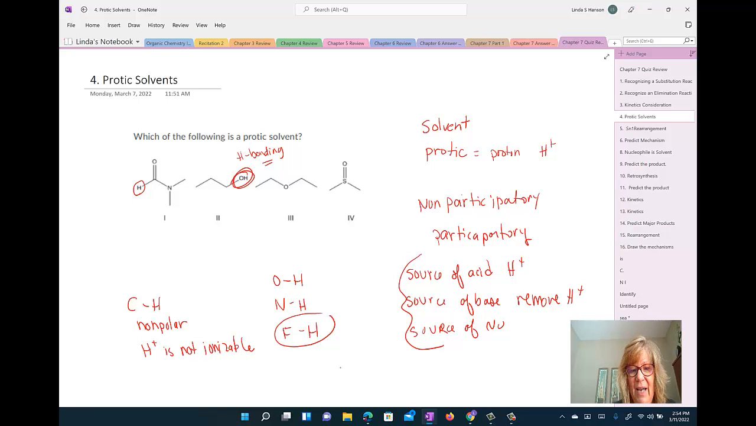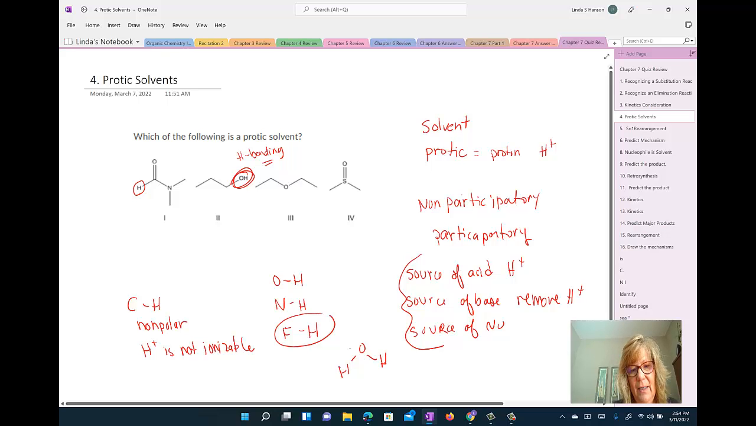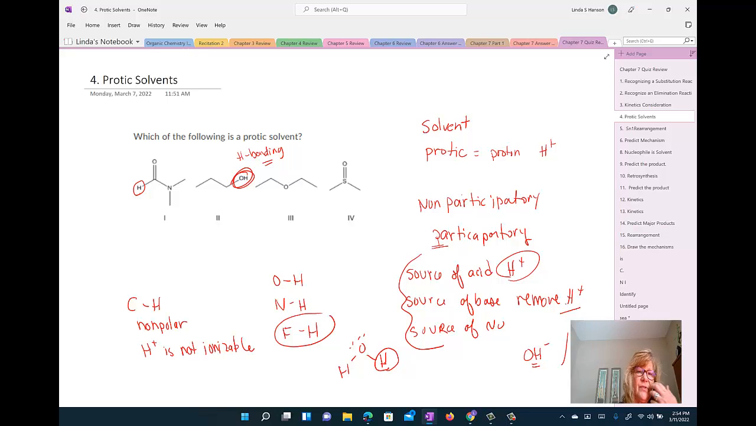So for example, if I add water and it is providing a source of a proton, water is an example of a protic solvent that would be participatory, involved in the reaction by donating a hydrogen ion. Another example could be a hydroxide in water. A hydroxide ion could be an example of a participatory base, functioning to remove a proton from a substrate.